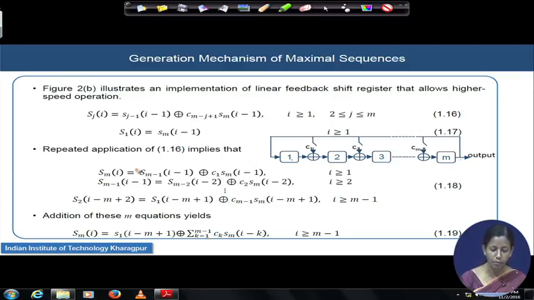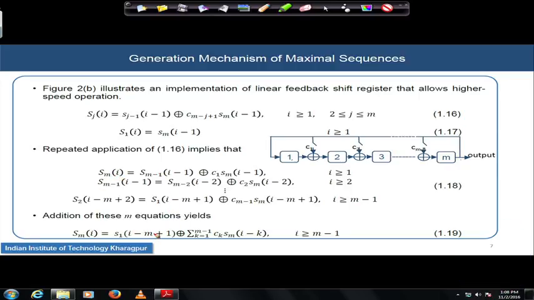And if I keep on substituting the values here, suppose in the equation of Sm I am substituting from Sm minus 1, and inside that Sm minus 1 I have the values from Sm minus 2, and from Sm minus 2 I have values from Sm minus 3. If I go on like that, you will be ending up with Sm minus I getting substituted the value of S1 I minus m plus 1 finally, and all these values will be added up.